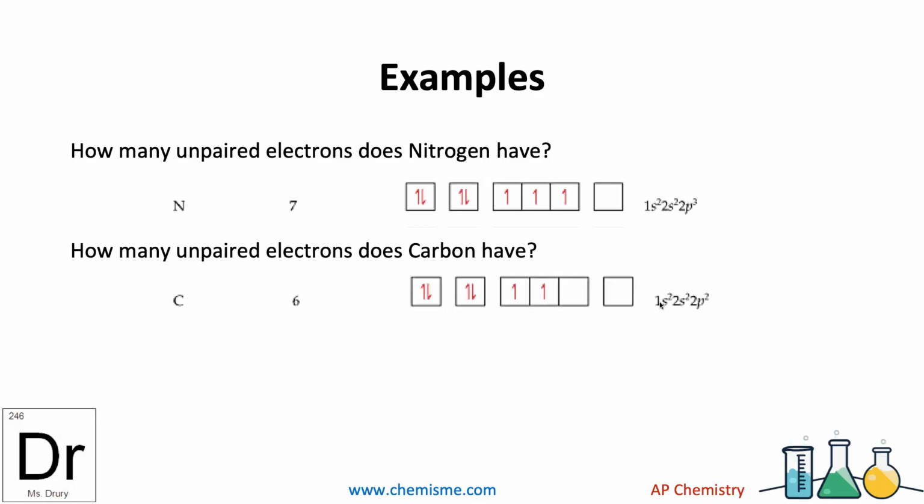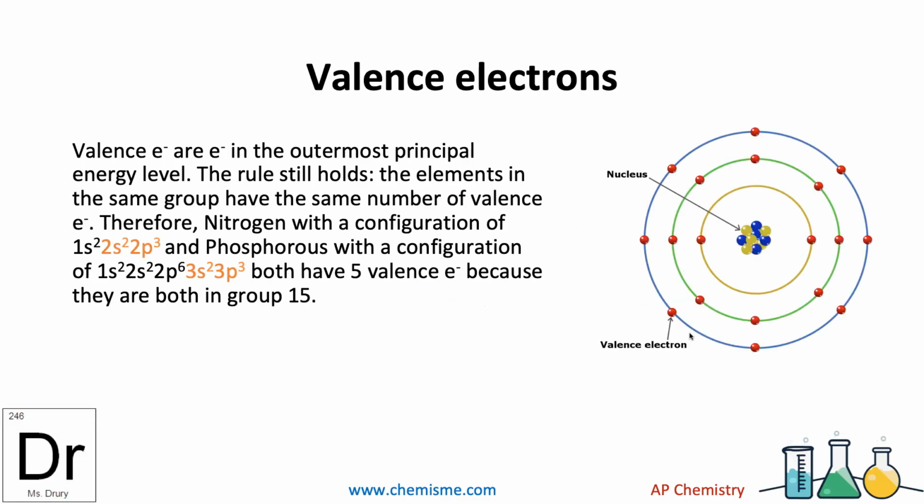So how many unpaired electrons does carbon have? Carbon has 2 in the p, 1 in each box first before we fill anything else. So if you didn't know that we were doing Hund's rule, you might have put them together and said it had 0. But because I split them up, I'm going to say there are 2 alone.